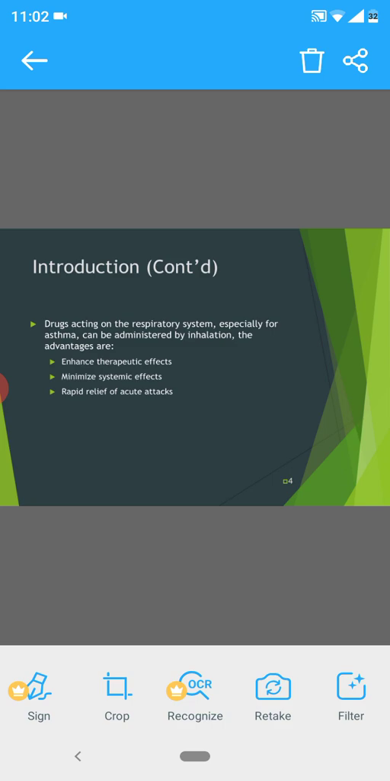The major advantage of administering these drugs by inhalation is that it enhances therapeutic effectiveness because the drug acts directly on the respiratory tract. The first pass effect is minimized. There is minimum systemic effect, so unnecessary systemic body functions are not disturbed by the drugs, and there is rapid relief from acute attacks. If a patient is having an acute asthmatic attack, we will not give tablets. Inhalational drugs are usually effective.